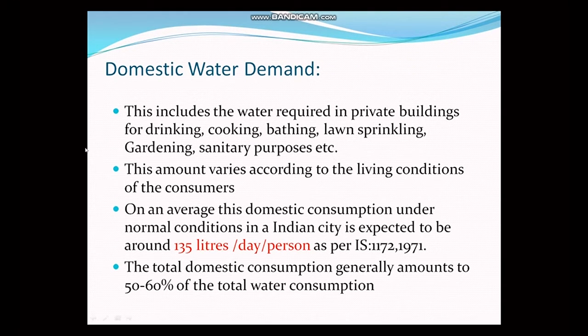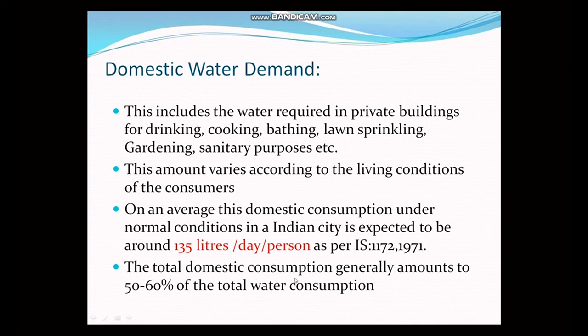The first one is the domestic water demand. This is the amount of water required in private buildings for drinking, cooking, bathing, lawn sprinkling, gardening, sanitary purposes, etc. This amount varies according to the living conditions of the consumers. On an average, this domestic consumption under normal conditions in an Indian city is expected to be around 135 liters per day per person, as per the Indian Standard 1172 of 1971.